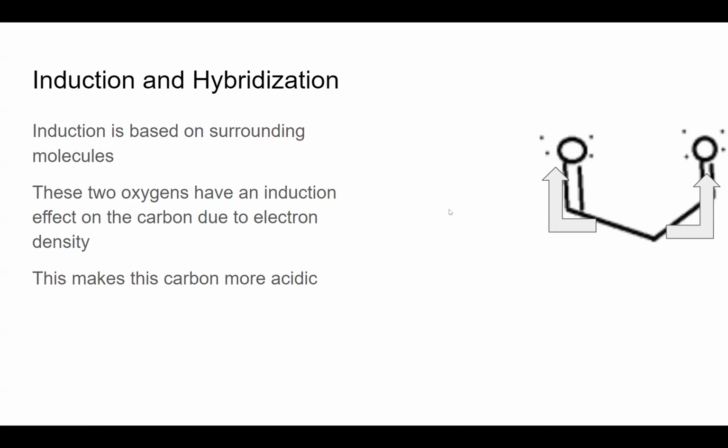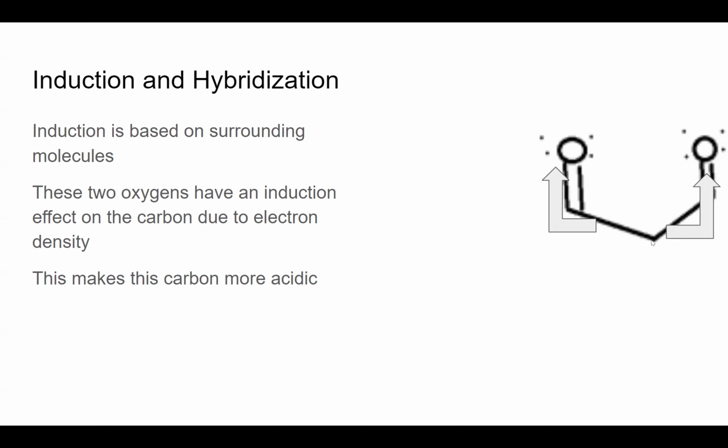Induction and hybridization. Induction, I, and O for orbital or hybridization are the last 2. In terms of determining ARIO, atom is the most important, then resonance, then induction and hybridization. Induction is based on surrounding molecules. There's 2 oxygens here, and the reason why we have these 2 arrows here is because this electron density here is actually being pulled away towards these 2 oxygens.